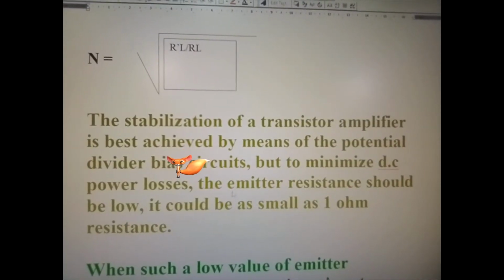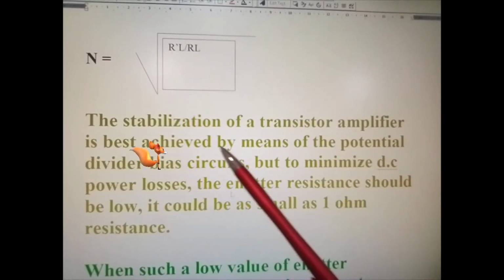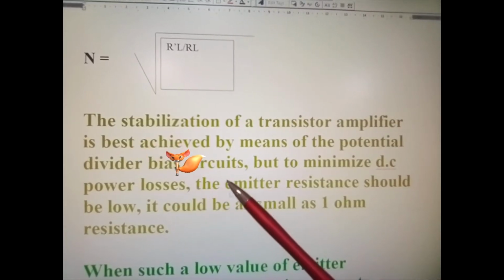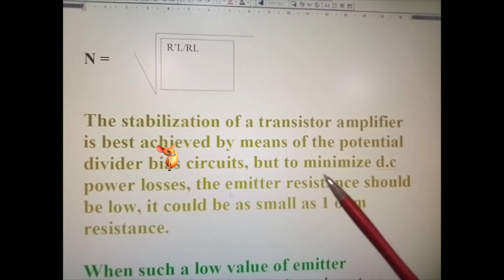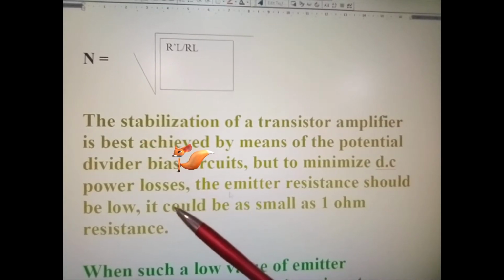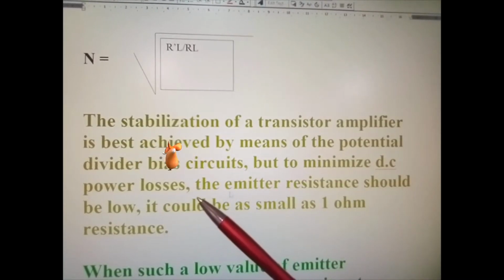Now, the stabilization of a transistor amplifier is best achieved by means of the potential divider bias circuits. But to minimize the DC power losses, and remember P equals I squared R in regards to power losses for DC.